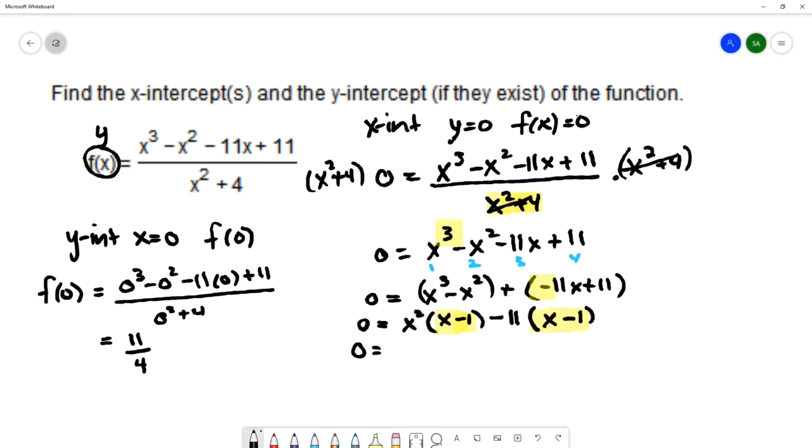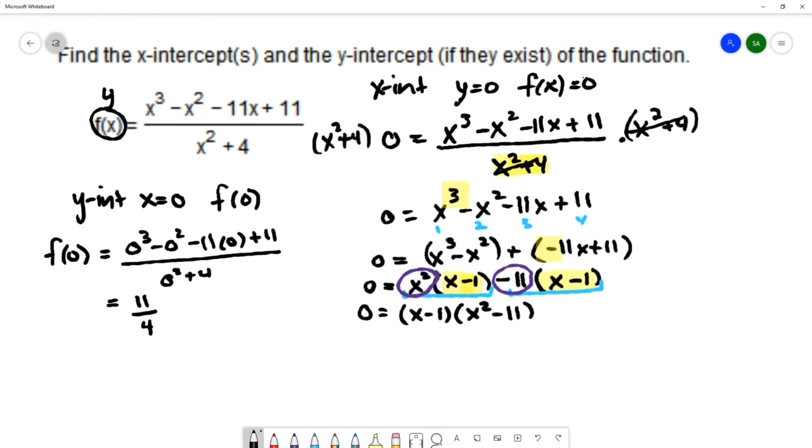So I'll factor out x minus 1 from this term, and if I factor out the x minus 1, x squared will be left inside the parentheses. And if I factor out from this term the x minus 1, minus 11 will be left inside the parentheses. Now I can use the zero product property and set each one of these factors equal to 0. x minus 1 equals 0, x squared minus 11 equals 0. And I'll solve this equation that's left.